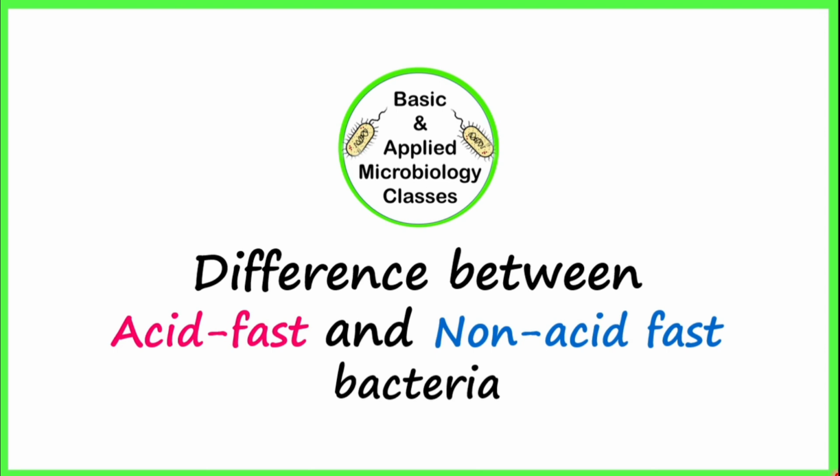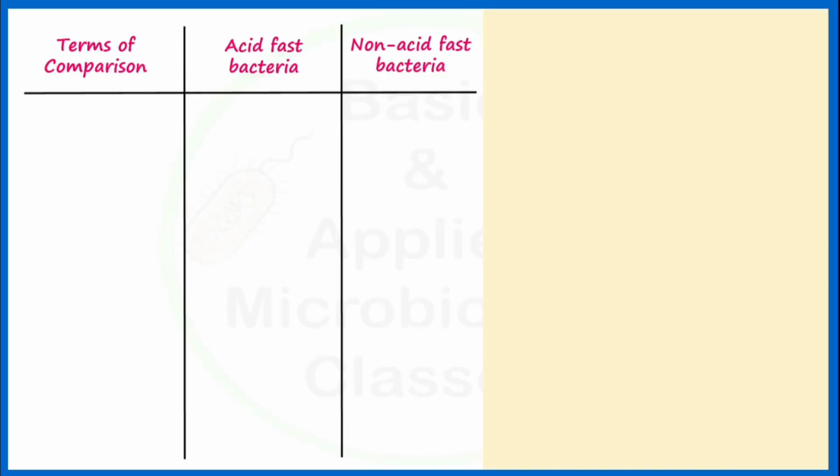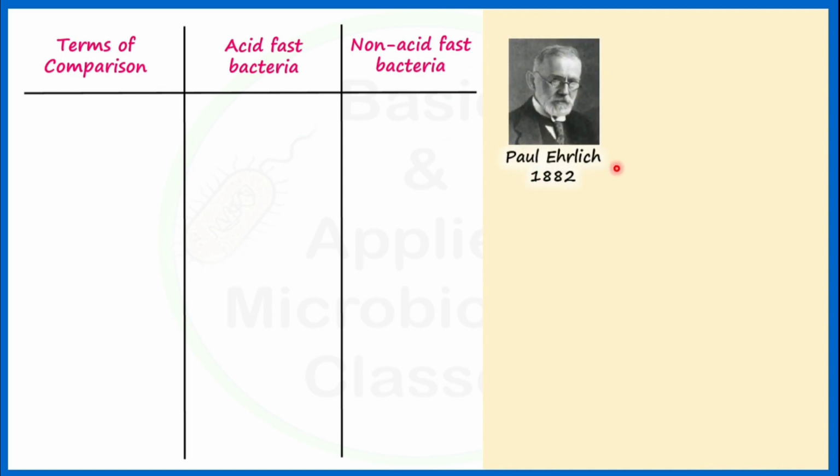So today we are going to talk about the difference between acid fast and non-acid fast bacteria. So let's start. Before moving ahead, let's first understand where these two terms, acid fast and non-acid fast, have been taken from. You should know that there was a scientist named Paul Ehrlich who developed the acid fast staining technique to stain different types of bacteria in 1882.